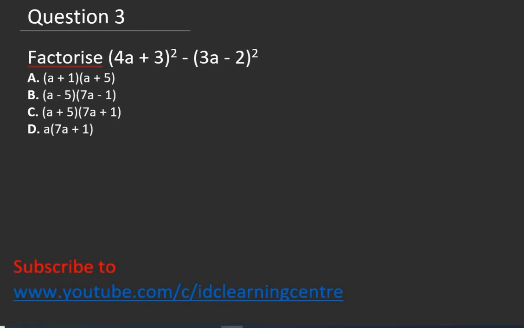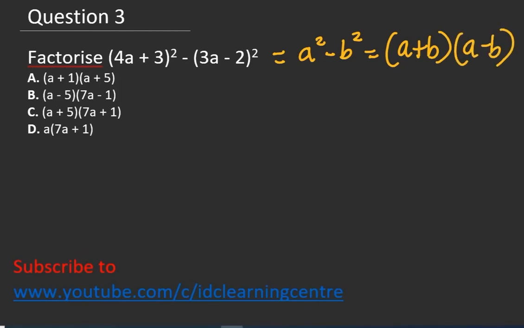Factorization. Now, I'm sure you are used to this formula, which is one of the most important algebraic identities. a squared minus b squared is equal to bracket a plus b, bracket a minus b. So this a squared represents this, while this b squared represents this.